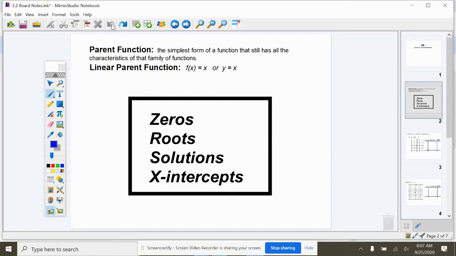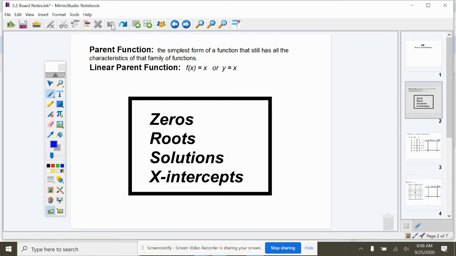If you're in my room, I have a big poster on the front wall that says zeros, roots, solutions, and x-intercepts. And I will ask you periodically throughout the year, hey, what's the same thing as a root? Or hey, what's the same thing as a zero? You've got to remember this.